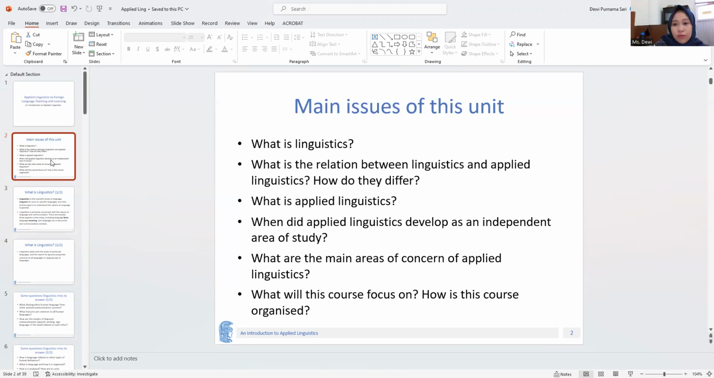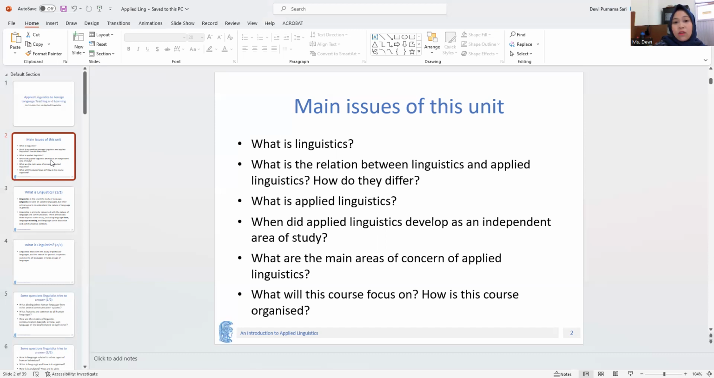Okay, so some main issues of this unit are, the first one, what is linguistics? So the definition of applied linguistics itself. And then number two, the relation between linguistics and applied linguistics. How do linguistics and applied linguistics differ? Yeah, what's the difference between them? And then what is applied linguistics itself? And then when did applied linguistics develop as an independent area of study? Because it stands by itself.